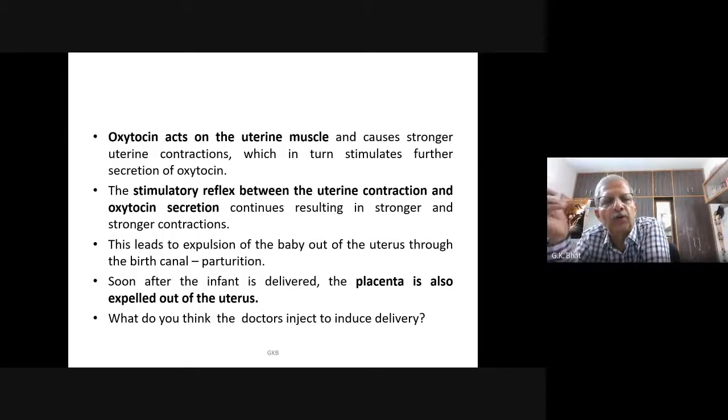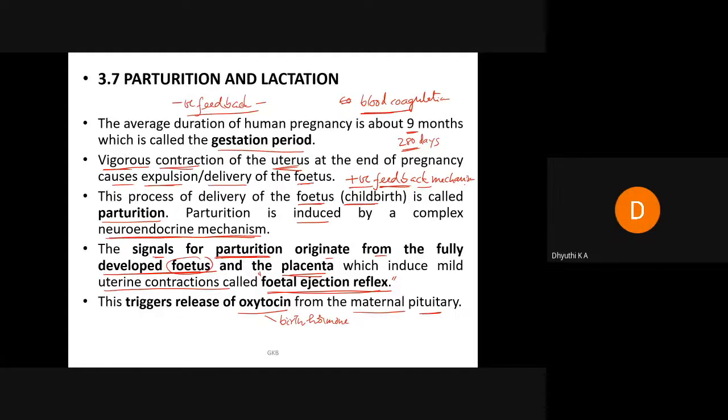Oxytocin, whatever is produced, acts on the uterine muscle. One minute. Yeah. Can you go to the previous slide?